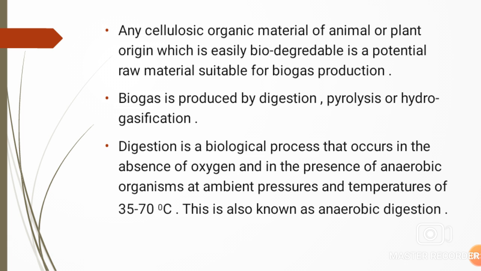As we mentioned already, the decomposition of the biomass takes place with the help of the anaerobic organisms, and these anaerobic organisms are found at an ambient pressure and temperature of 35 to 70 degrees Celsius, and all this process takes place in the absence of oxygen. This is also known as simply digestion or anaerobic digestion.